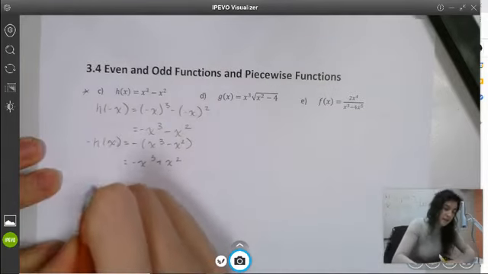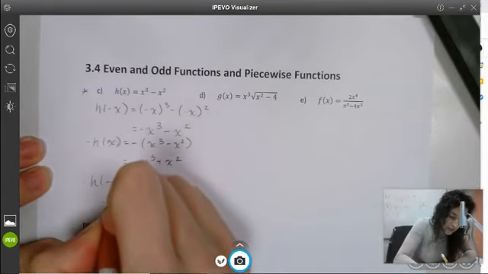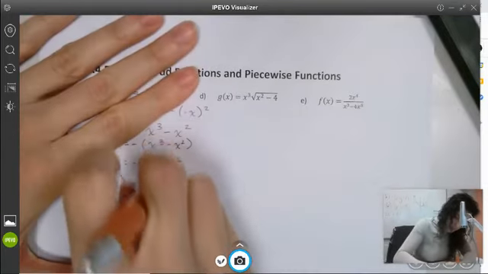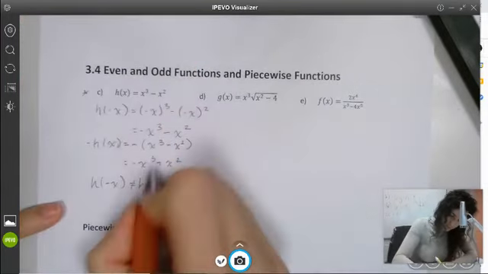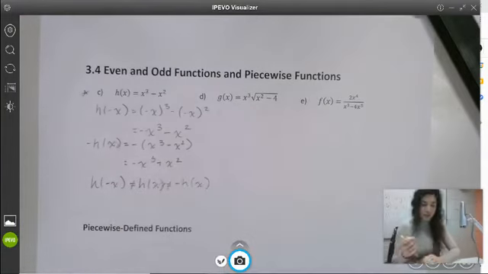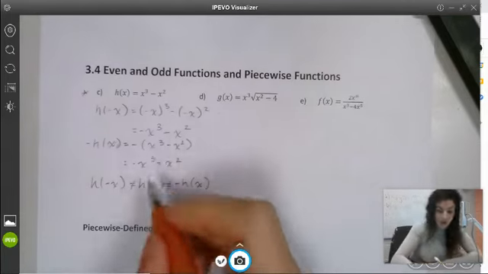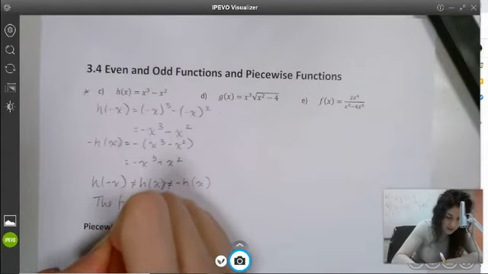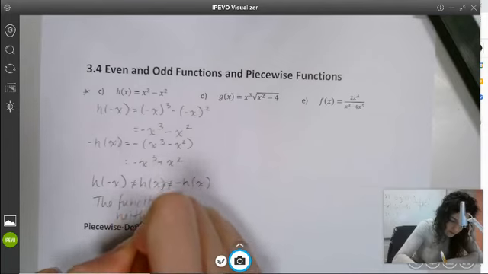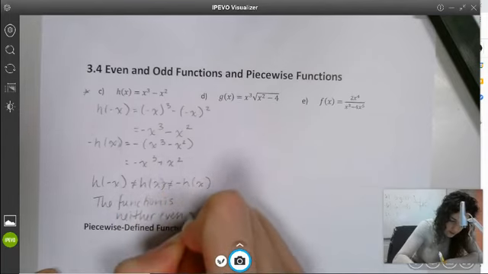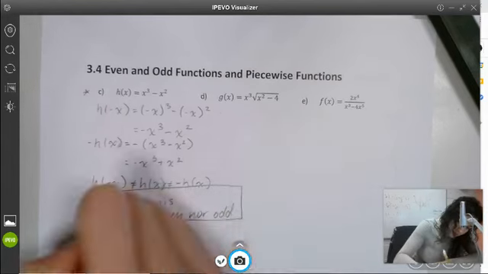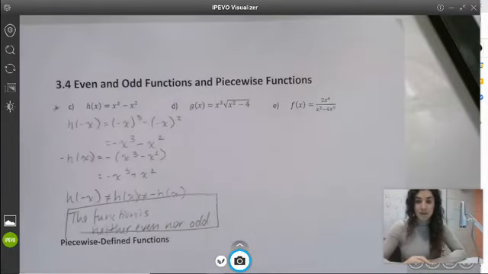Since h of negative x does not equal h of x, oops, I keep on wanting to do that, and it does not equal negative h of x, then we know that this function is neither even nor odd. Took up a lot of space there.